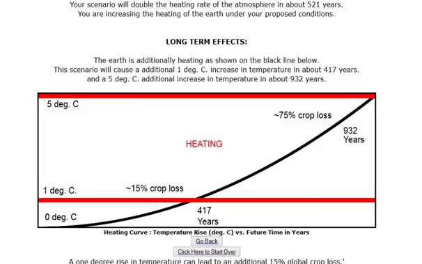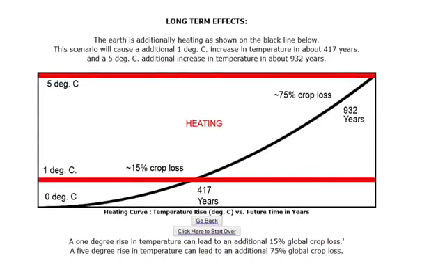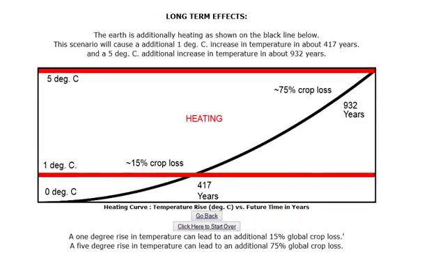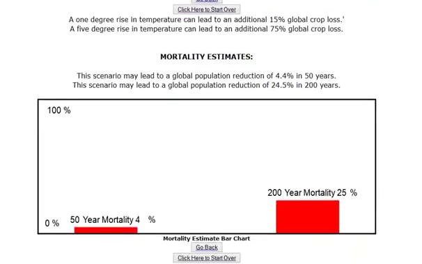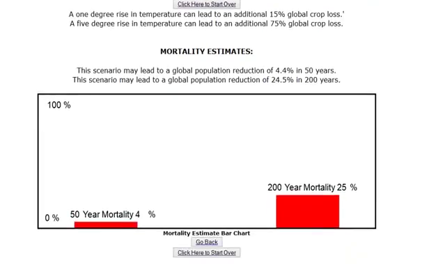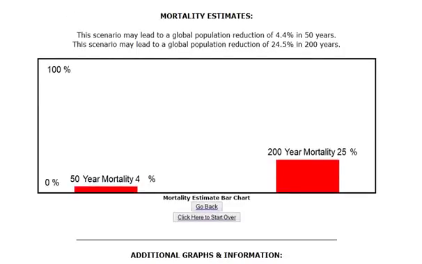Second level being that of longer term effects being projected ahead, and consequent estimates on crop loss, ability to produce food, and or onset of relative ice ages, and the last being influences, at least estimates, influences on mortality. And incidentally, these reference values that have been chosen here are for a 50-year time period projection and a 200-year time projection.